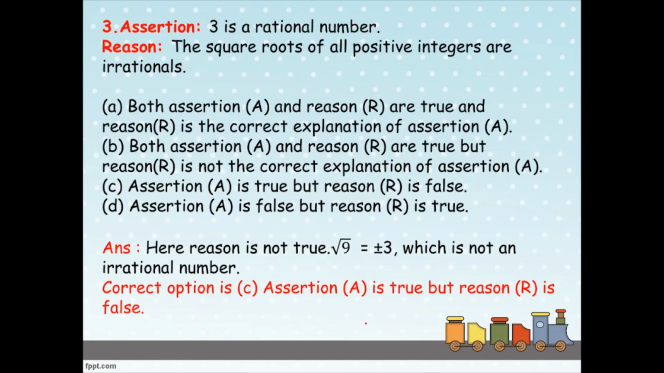Question number 3. Assertion: 3 is a rational number. Reason: The square root of all positive integers are irrational. Just take root 4. What is the value of root 4? We know it is 2. Right? 2 is not an irrational number. 2 can be written as 2 by 1. So it is a rational number. So the statement fails. It is a false statement. So once the reason is false, you need not check the assertion. Directly go to option C, which states that the assertion is true but the reason is false.